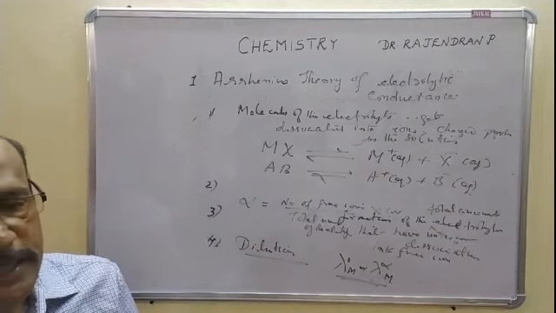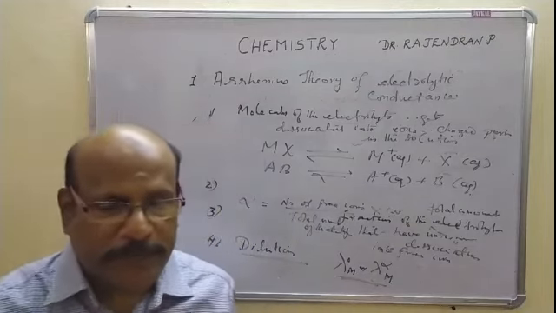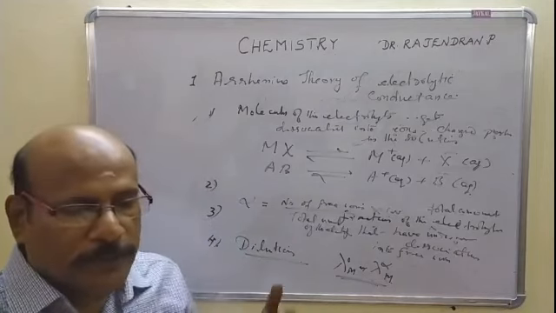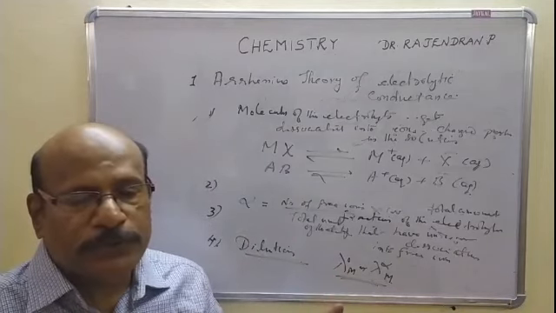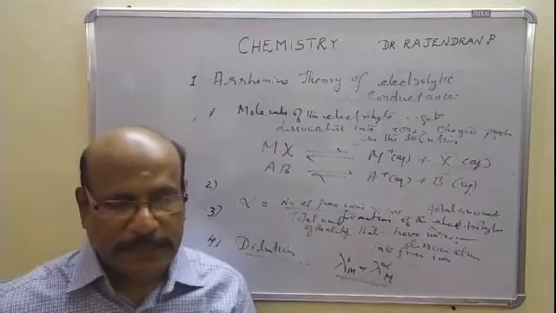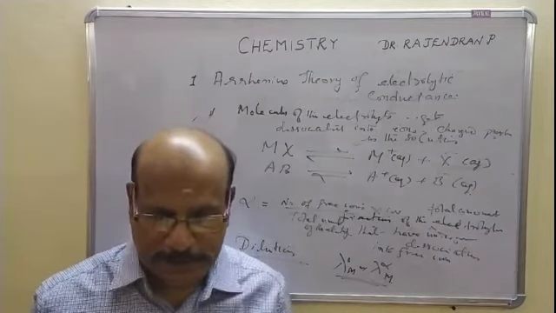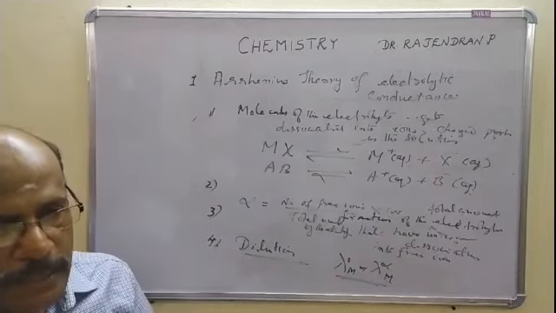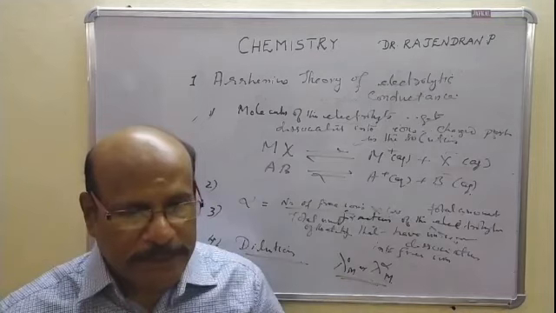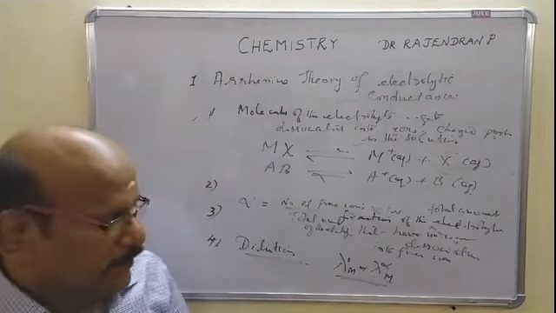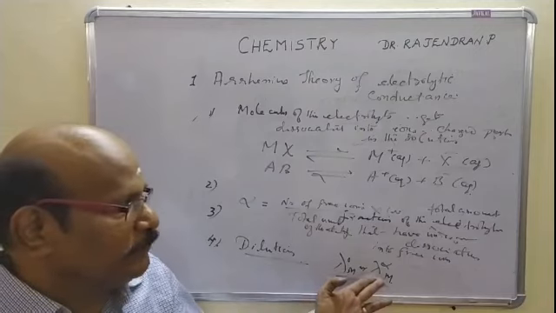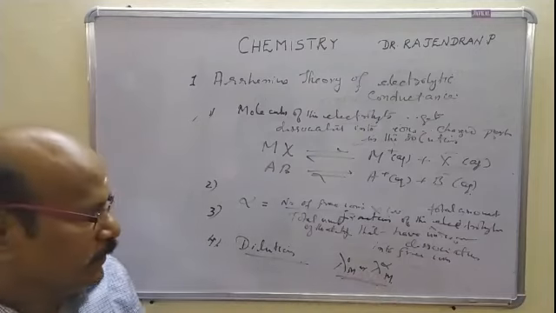If the electrolyte solution is diluted by adding more and more water so that its concentration is reduced, more and more electrolyte gets dissociated into free ions, that means the degree of dissociation increases, thereby the molar conductivity increases. And finally, at infinite dilution, the dissociation of the electrolyte gets completed. At that stage, the conductivity reaches a limiting value, that is called lambda 0 m or lambda infinity m.